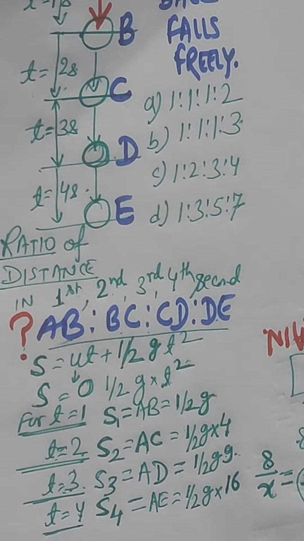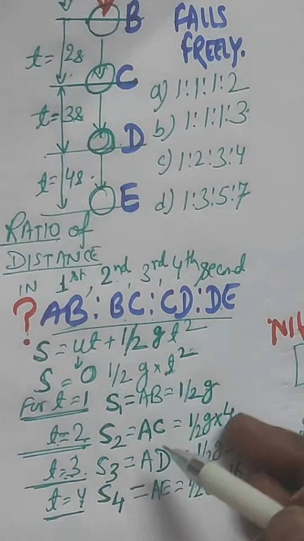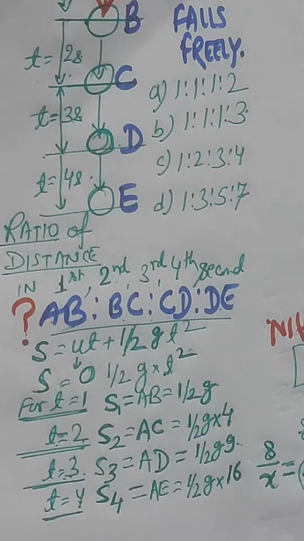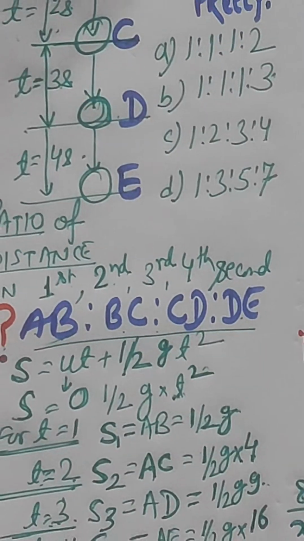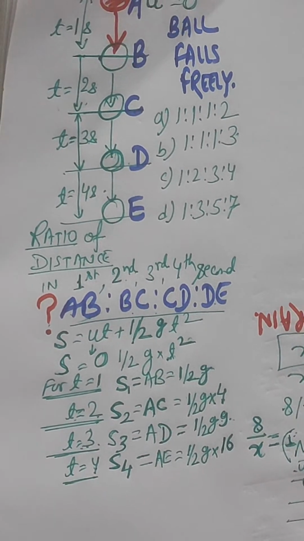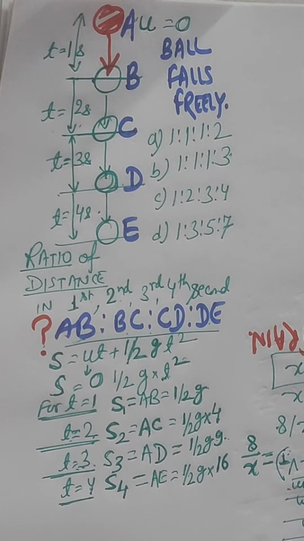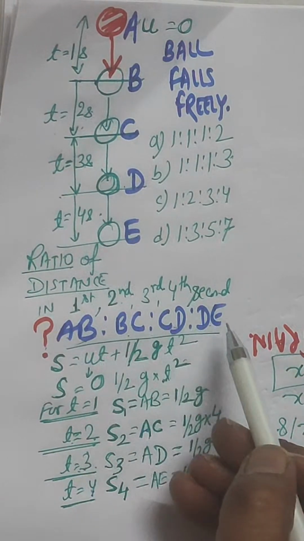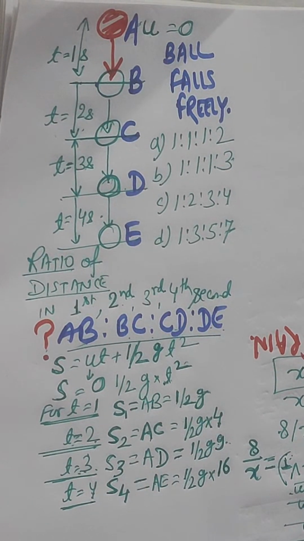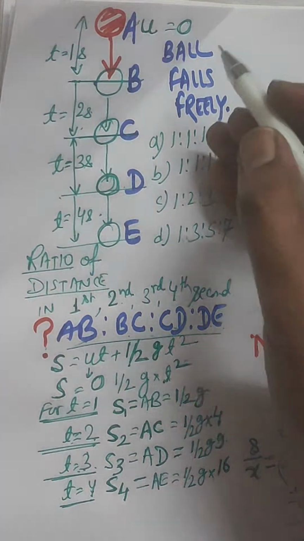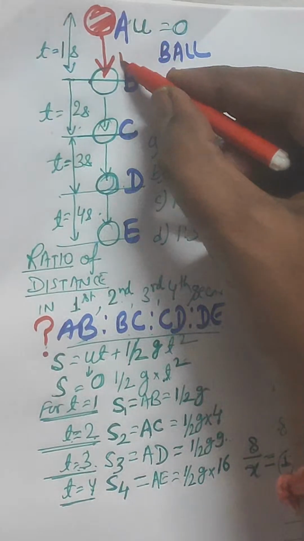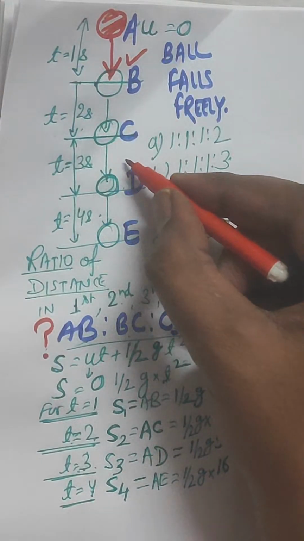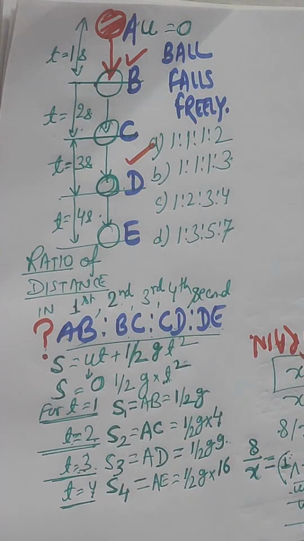Right? So you can see what needs to be calculated. The distance which needs to be calculated is the ratio of AB to BC to CD to DE. That is what is asked. That is, the ratio of the distance traveled in the first second, second, third second, and fourth second. So these are the distances: AB, then BC, then CD, then DE, right?